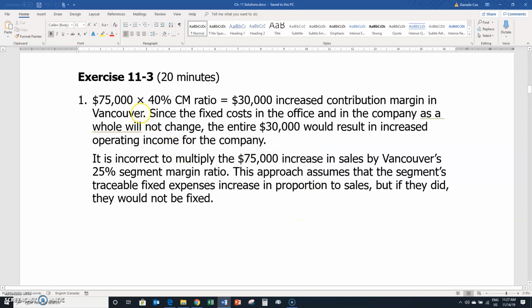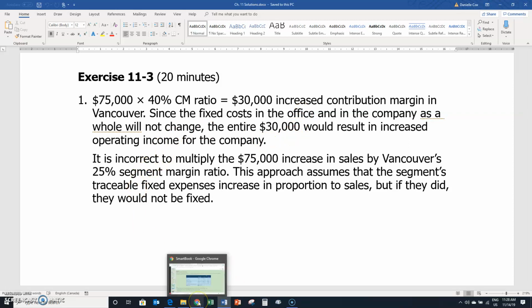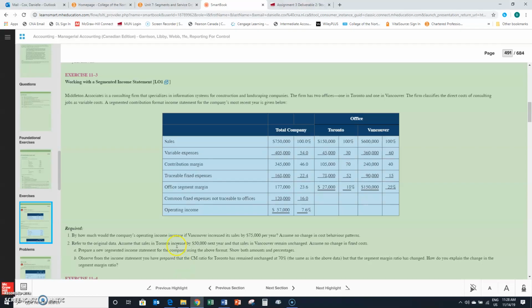So 75,000 times 40% is 30,000, the increased contribution margin, and fixed costs are going to stay the same, so that means the entire 30,000 is going to go to operating income.